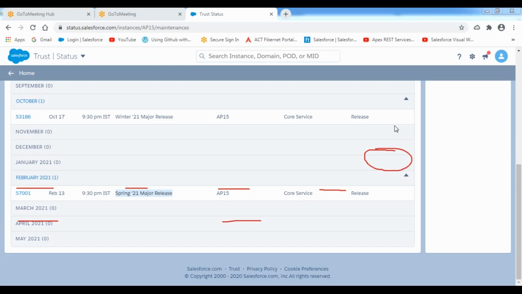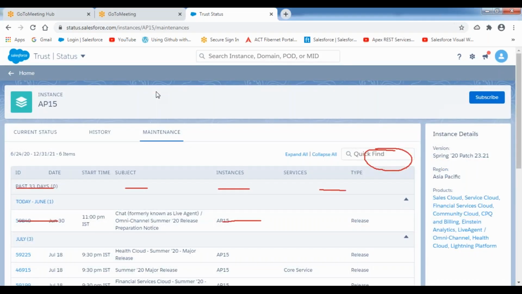Now in this case, we can verify that information also. Suppose the server is having any issue, then we can track those issues by using the status.salesforce.com website. These are the various ways that we can verify the current status of my server.